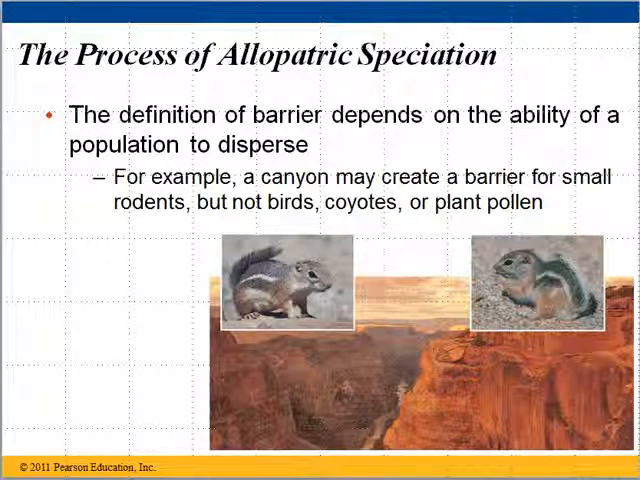The process of allopatric speciation kind of depends on what species we're talking about. If it's a small species or a species that doesn't have the ability to move quite a bit, it doesn't take much to separate them. For example, a canyon like this that you see here could easily create a barrier between populations of small rodents like chipmunks, but that same canyon may not be enough to separate a population of flying birds or coyotes that can travel, or plant pollen that can blow in the wind. So the definition of the barrier kind of depends on the creature that you're talking about.